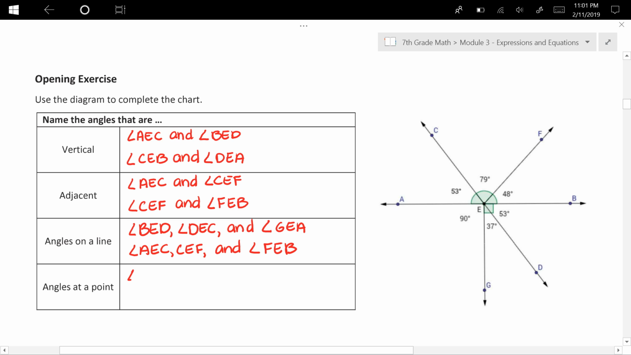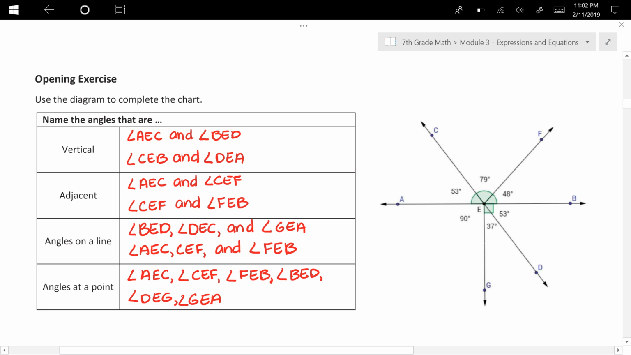Okay, so angles at a point. A lot of them here, if you take all of those lines and add them all up, they are angles AEC, angle CEF, angle FEB, angle BED, angle DEG, and angle GEA.